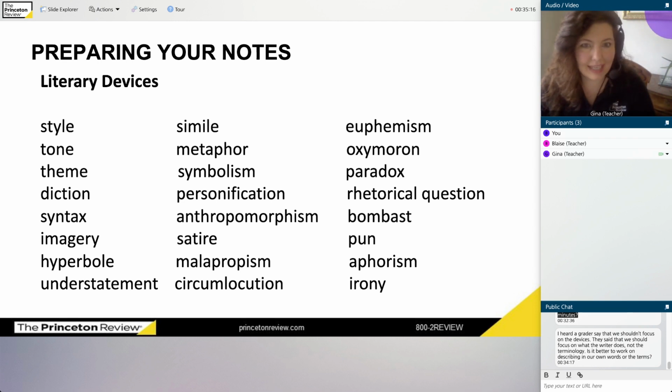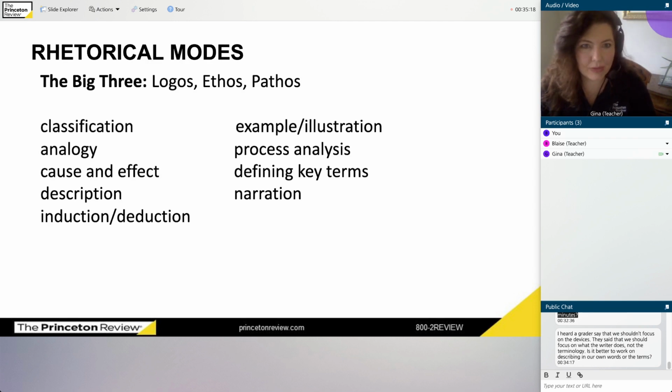Okay, my second slide is maybe where the meat and potatoes are, which is rhetorical modes. So this is what the commenter was saying. We shouldn't focus on devices. We should focus on what the writer does. Well, everything on this slide falls into that category of what the writer does. Hopefully, your teacher taught you about ethos, logos, and pathos. I call those the big three because those are the ones I always try to look for first. I think it's fair to say that almost any piece of writing they give you for the rhetorical analysis prompt will involve one of these.